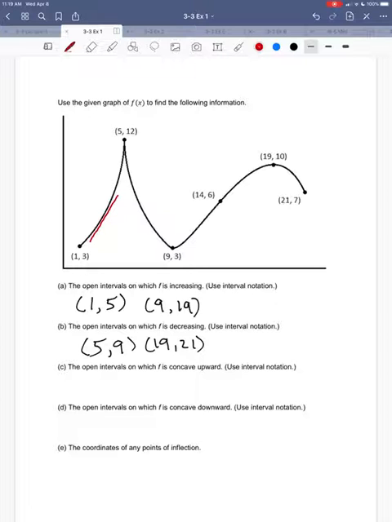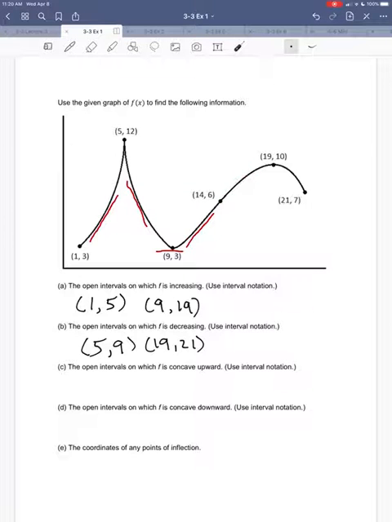So it looks like from 1 to 5, it's concave up. If I would come here and draw a tangent line, it would be below the curve. So from 5 to 9, it's certainly concave up. But also still here, a tangent line would be below the curve. So it looks like it's concave up, certainly from 1 to 5, also from 5 up here to 14.